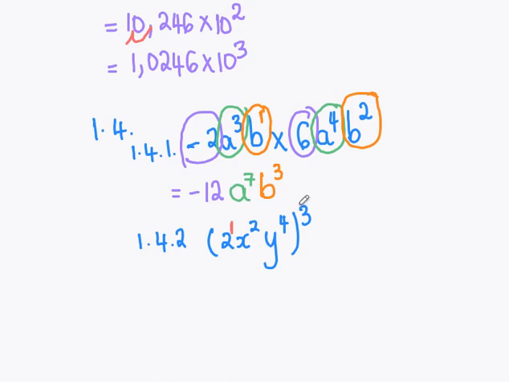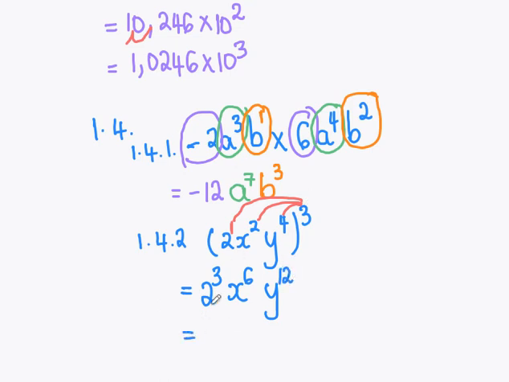So now when we distribute, the 3 will multiply the 1, will multiply the 2, and it will also multiply the 4. So now our answer is 2 to the power 1 times 3 is 3x, 2 times 3 is 6. Then for y it is 4 times 3, which is 12.